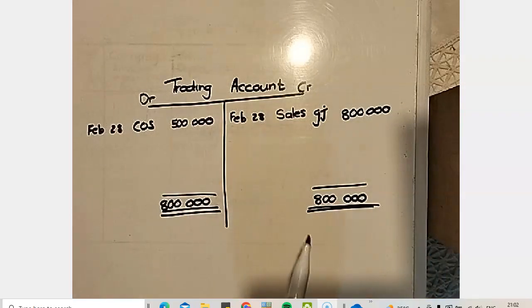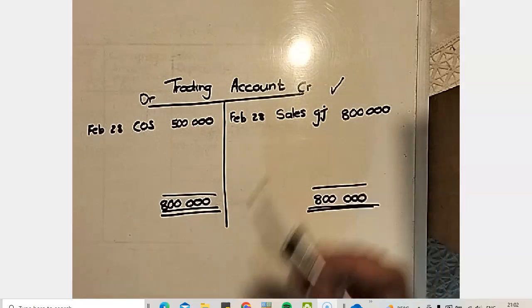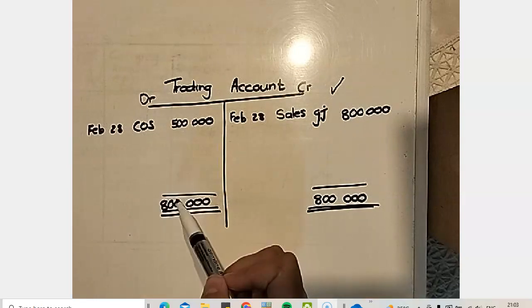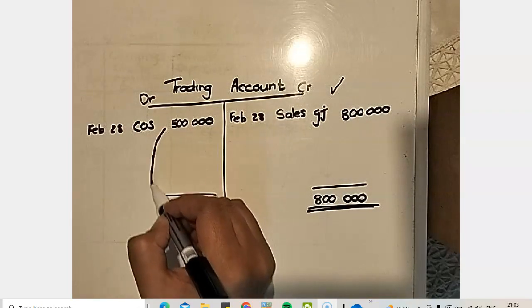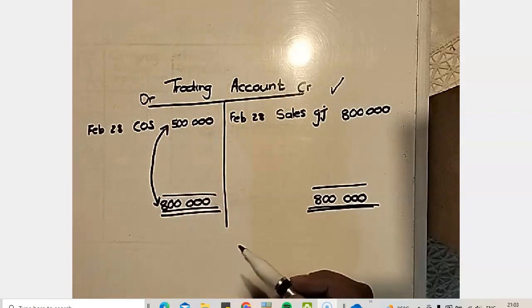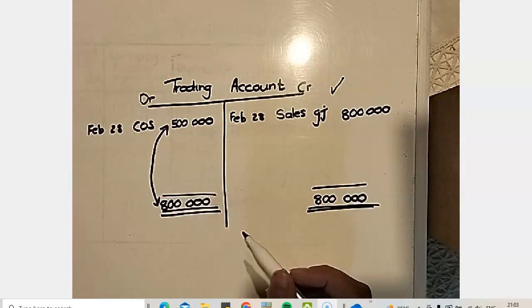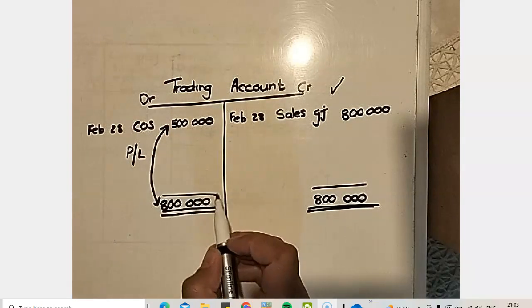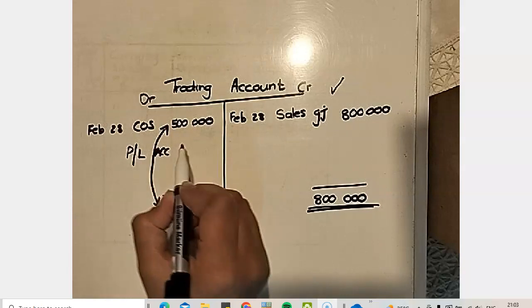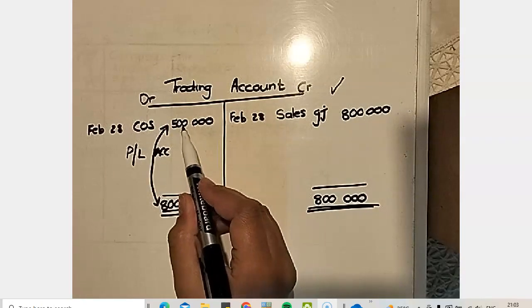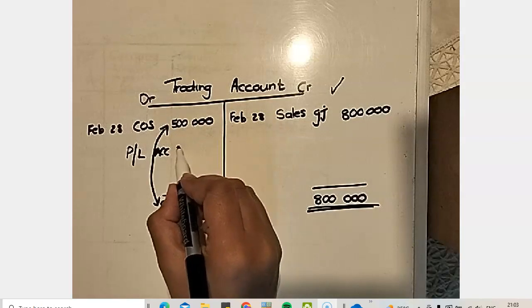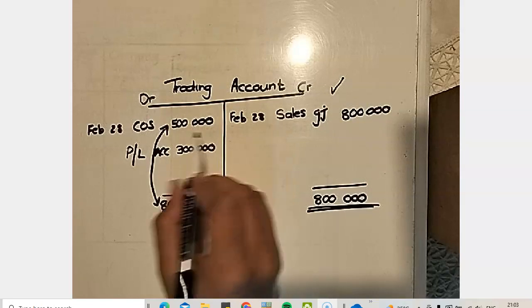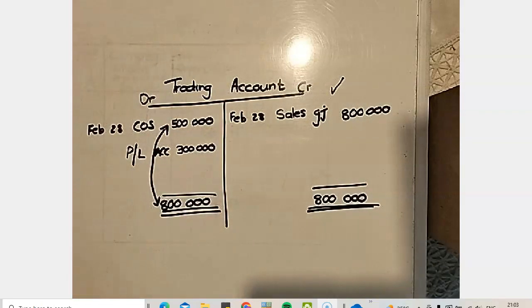Okay. In this case, my credit side is balancing to 800,000, but my debit side is short. So you have to take the difference between the 500,000 and the 800,000 to get your profit and loss amount. So for your profit and loss account, you will take 800 minus 500,000. That will equal your 300,000. So your 300,000 will move to your profit and loss account.